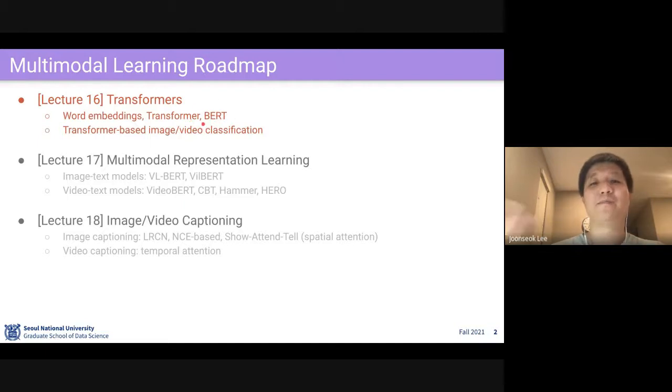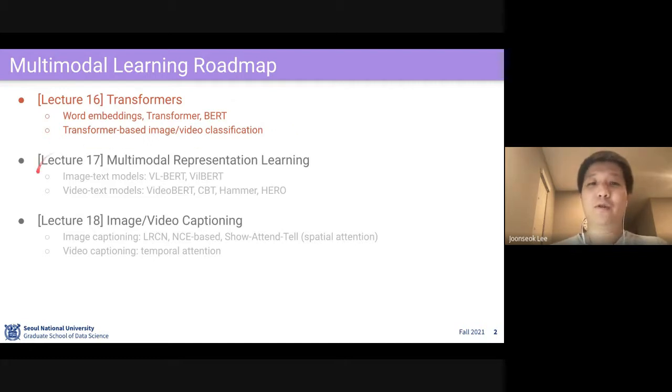state-of-the-art word embedding model, which is BERT. Probably we are going to deal with only this part today. In the next lecture, we are going to cover some recent transformer-based image and video classification. This is new in this semester because some of these papers were not even published in the last semester, so this part is only available in this semester.